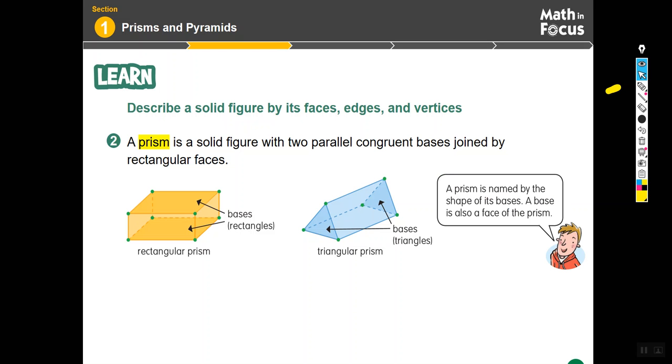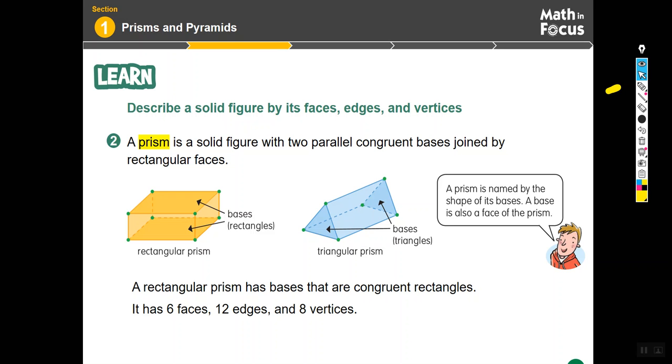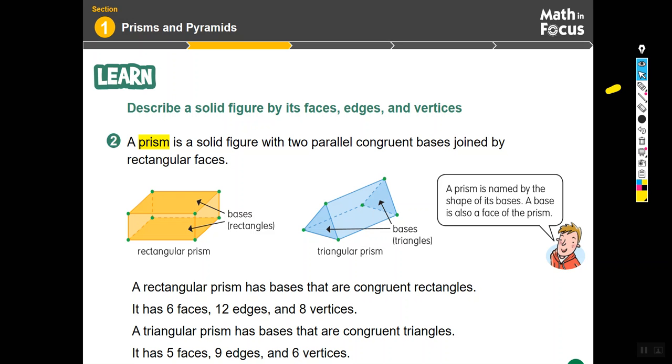A prism is named by the shape of its bases. A base is also a face of the prism. A rectangular prism has bases that are congruent rectangles. And it has, like I said, 6 faces, 12 edges, and 8 vertices. A triangular prism has bases that are congruent triangles, which I just stated. Congruent means they are the exact same size. It has 5 faces, 9 edges, and 6 vertices.